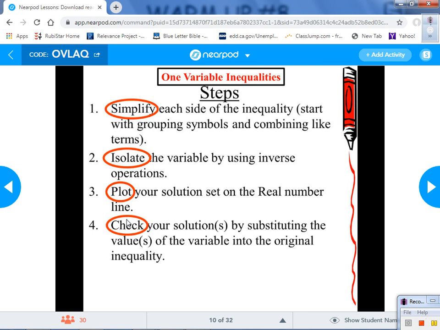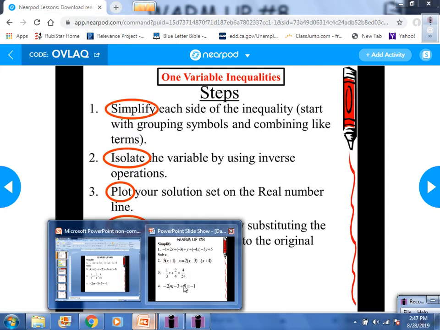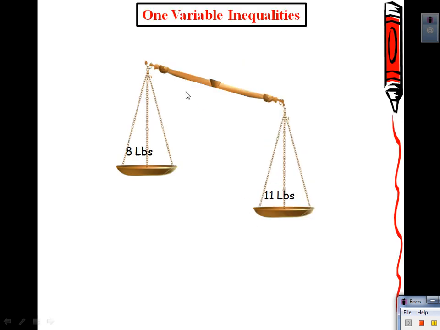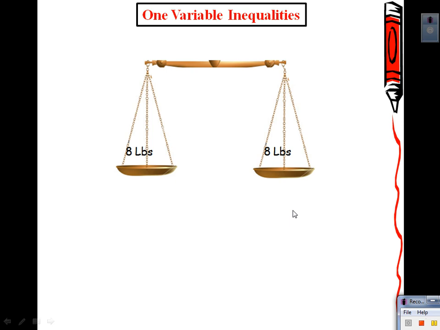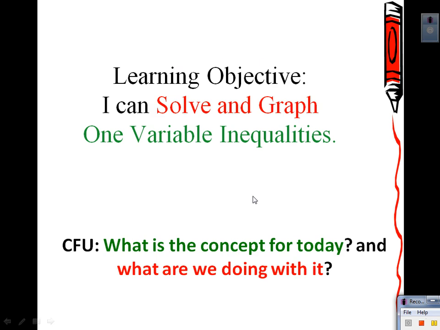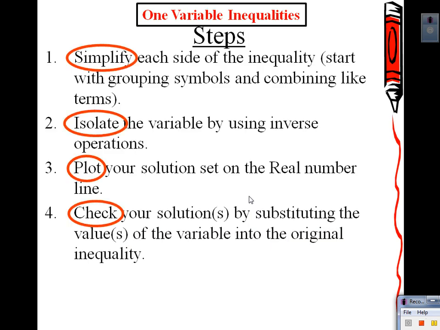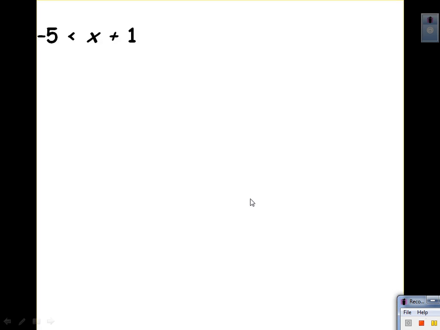I just want to do a quick recap of what we've seen so far. So here we go. We covered that inequalities come from the scale. If it's not balanced, it's an inequality. If it's balanced, it's an equation. Yes? All right. From there, we fill out our prayer model. We got our steps: simplify, isolate, plot, check. And I'm going to do a quick review for this. Look up to the screen, please. Put your utensils down.